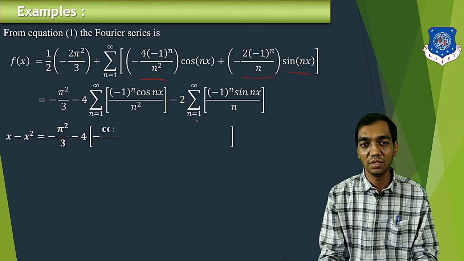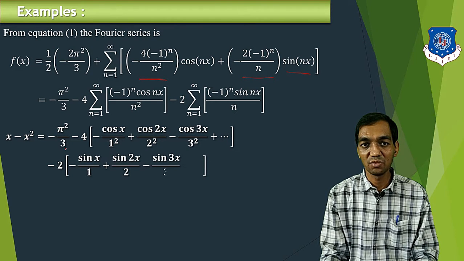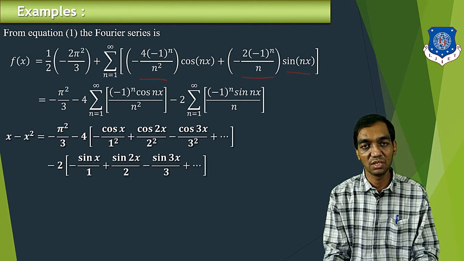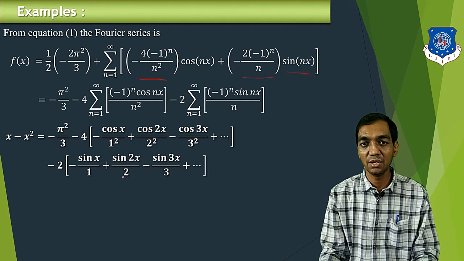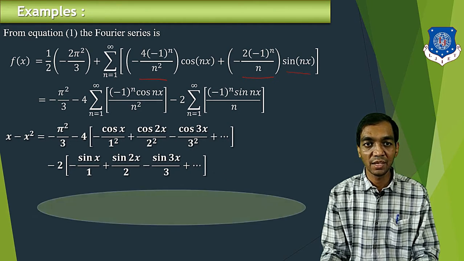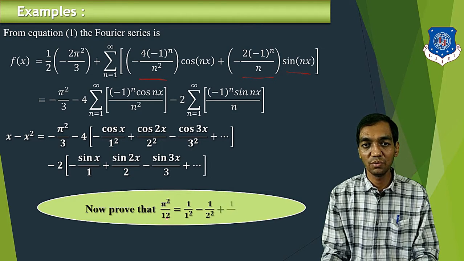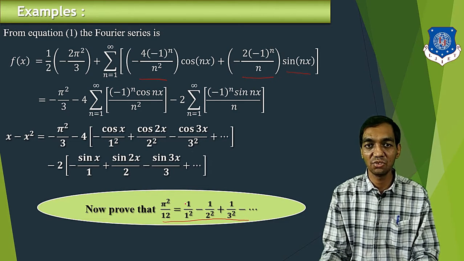If you write this in series form, that means put n is equal to 1, 2, 3, 4, then you will have the series minus pi square by 3 minus 4 into minus cos 1x upon 1 square plus cos 2x upon 2 square minus cos 3x upon 3 square and so on. Minus 2 into minus sin x upon 1 plus sin 2x upon 2 plus minus sin 3x upon 3 and so on. And now you have to prove that pi square by 12 is equal to 1 upon 1 square minus 1 upon 2 square plus 1 upon 3 square and so on.